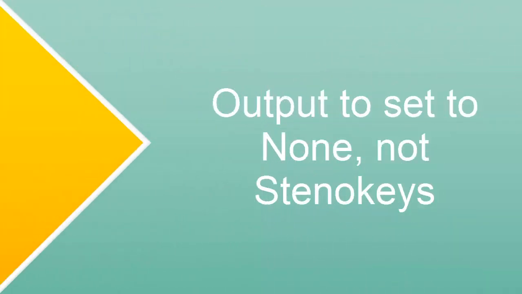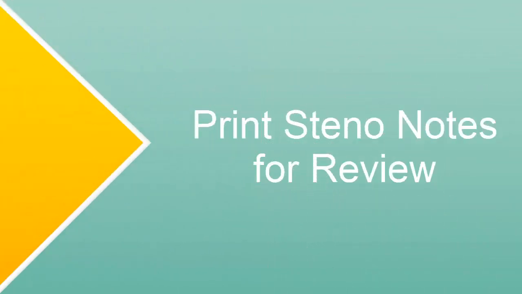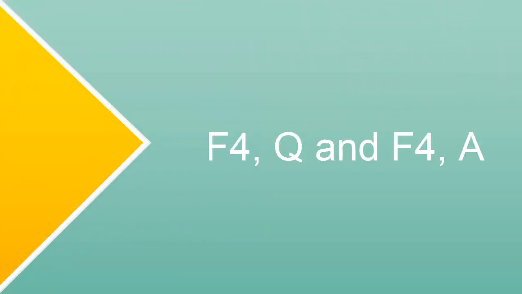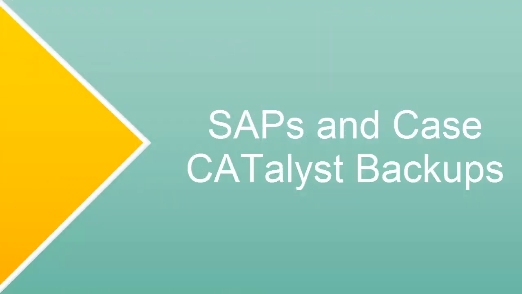Let's review some important points that have been presented here. Your Translate Options Output To field should be set to None and not Steno keys. Steno keys will interfere with the audio process. Print your steno notes before you start to type up your SAP. Use F4Q and F4A to insert your Q&A banks when necessary. Press Ctrl+S to regularly save your work. The more SAPs you take, the more routine this process will become.